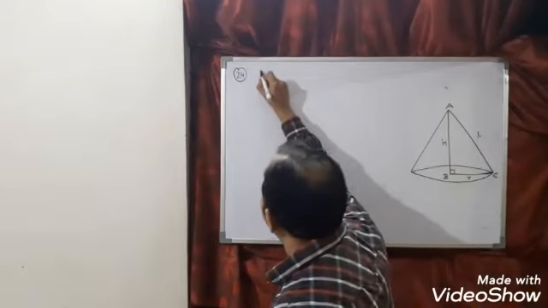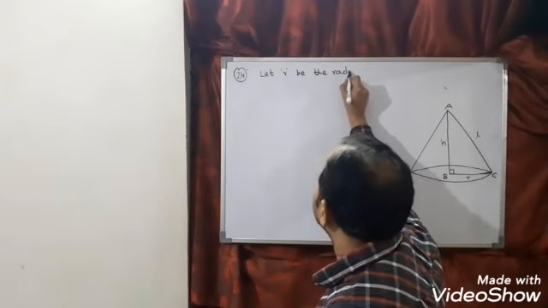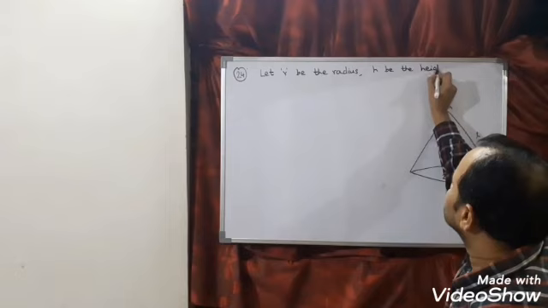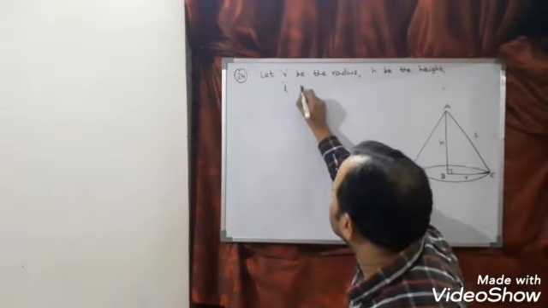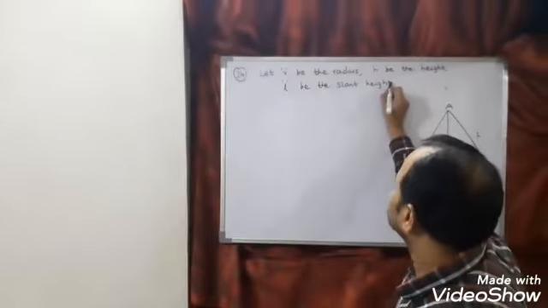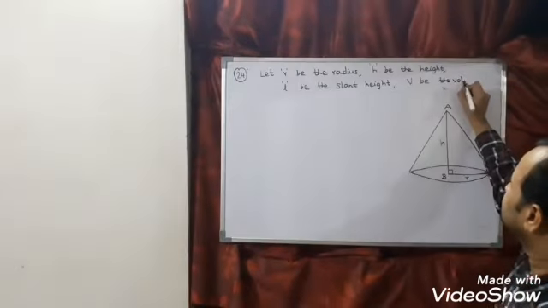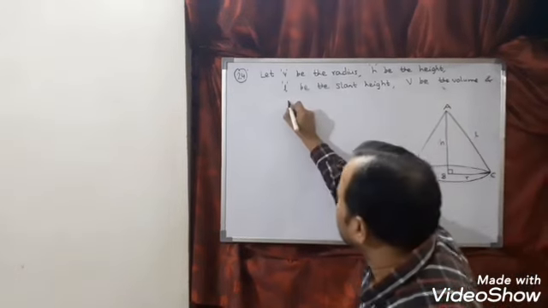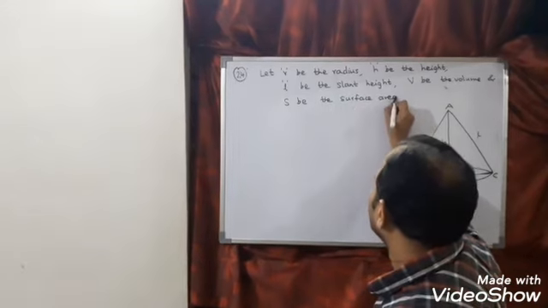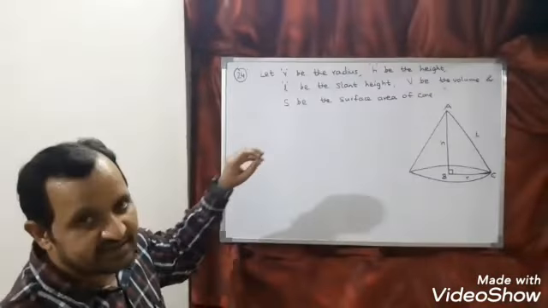Let R be the radius, H be the height, L be the slant height, V be the volume, and S be the surface area of the cone. So the question is what actually? The question is least surface area.